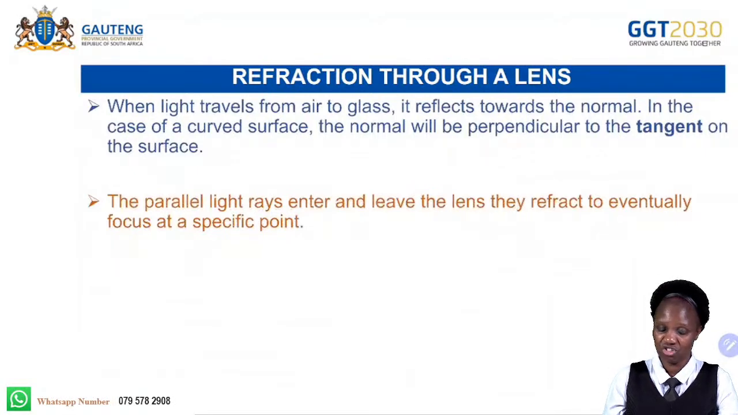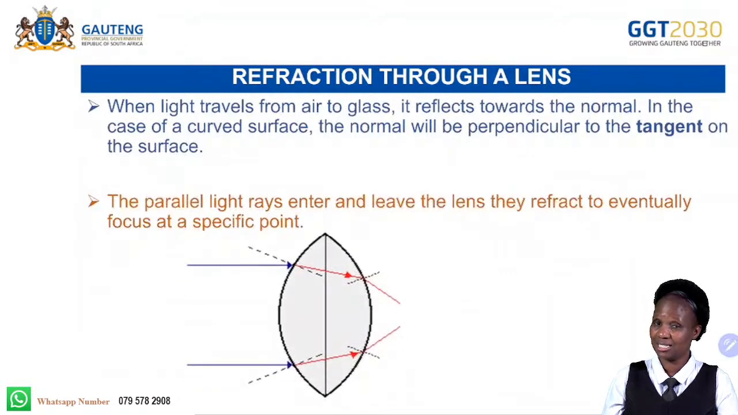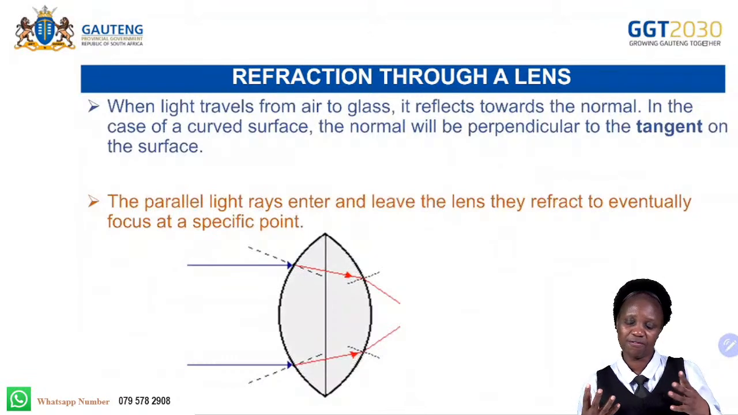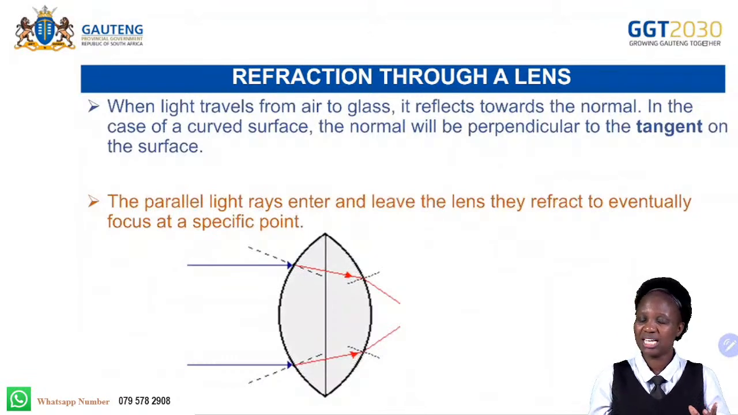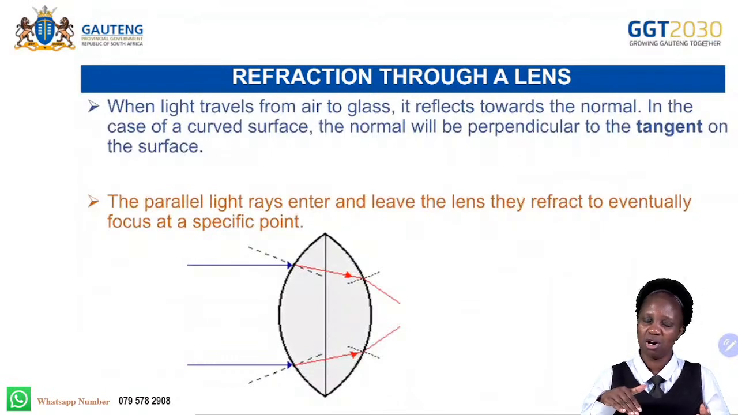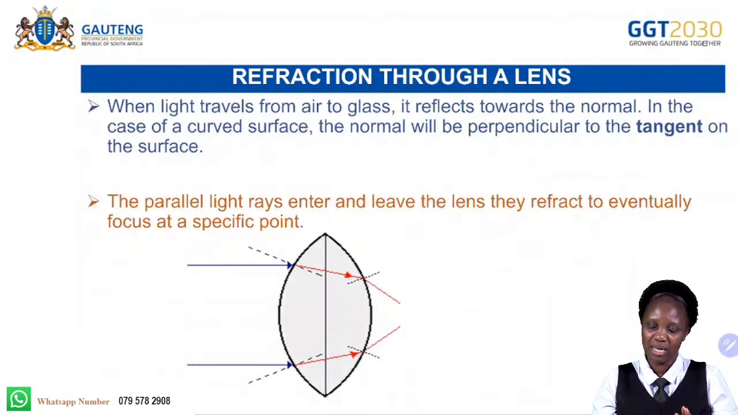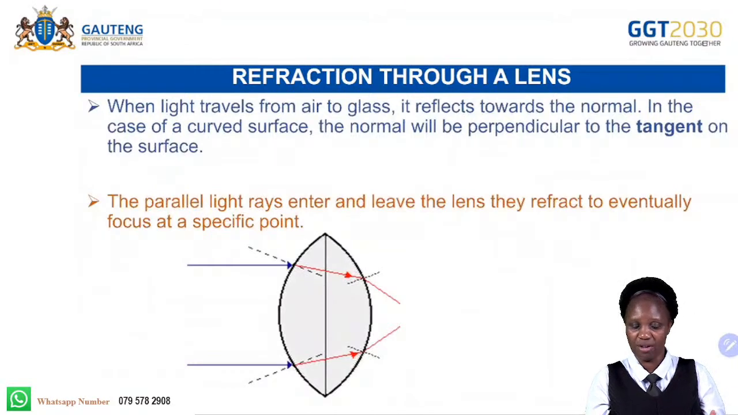The parallel light rays enter and leave the lens. They refract to eventually focus at a specific point. Remember when we say it refracts, okay? When we say it refracts, we mean it changes direction, it bends, right? For example, the parallel light rays enter and leave the lens and they refract to a final point, or eventually focus at a specific point.